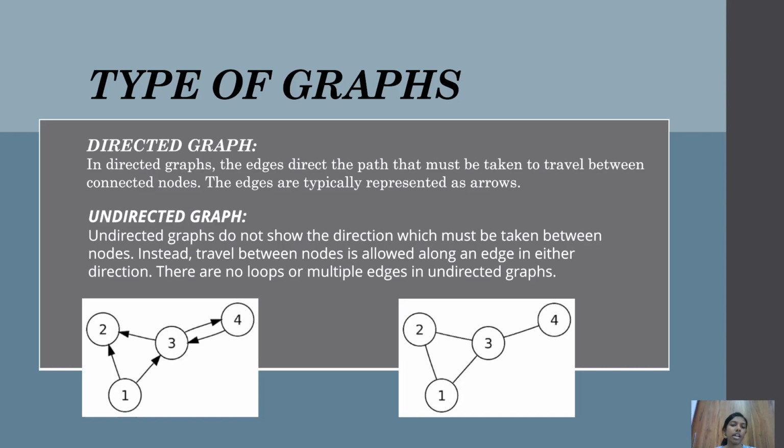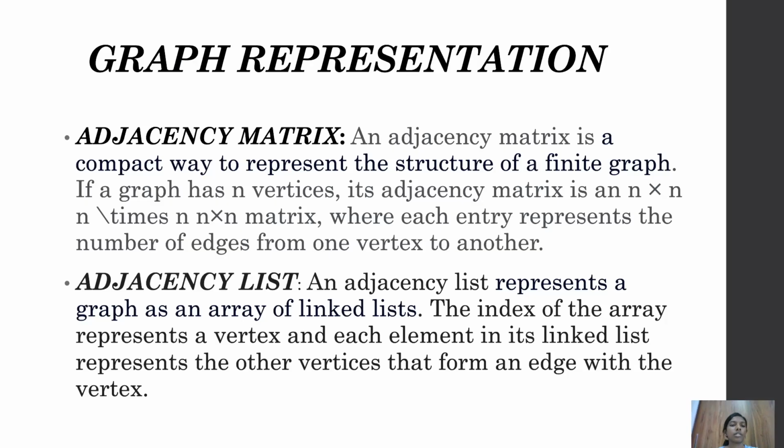Directed graph. In a directed graph, the edges direct the path that must be taken to travel between the connected nodes. Undirected graph. An undirected graph does not show the direction which must be taken between the nodes. Graph representation: adjacency matrix and adjacency list. An adjacency matrix is a compact way to represent the structure of a finite graph. Adjacency list. The adjacency list represents a graph as an array of linked lists. The index of the array represents a vertex and each element in its linked list represents the other vertex that forms an edge with the vertex.